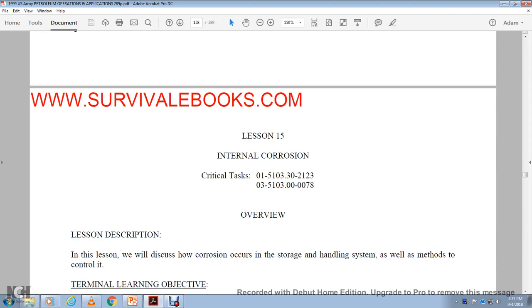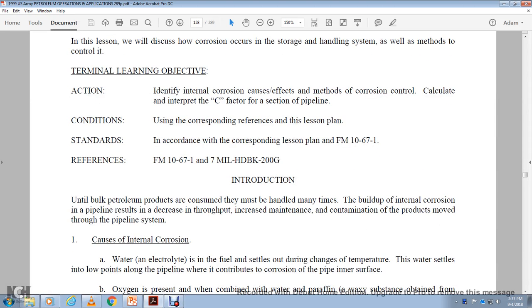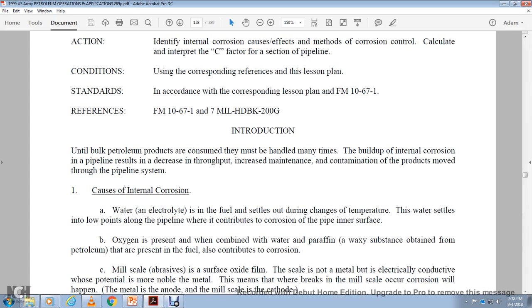Lesson 15, internal corrosion. Introduction. Even the bulk petroleum products they have consumed must be handled, and at many times with the buildup of internal corrosion in the pipeline, a result of the combination of the products moved and removed in the pipelines.